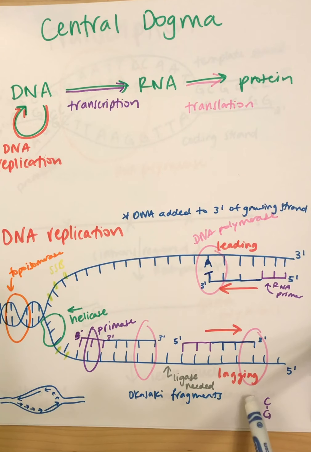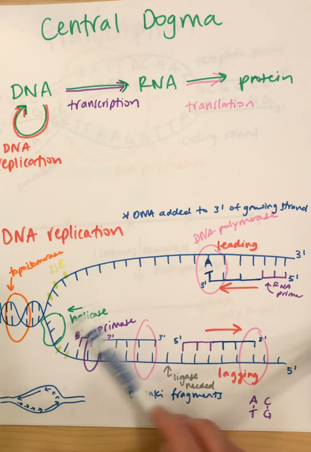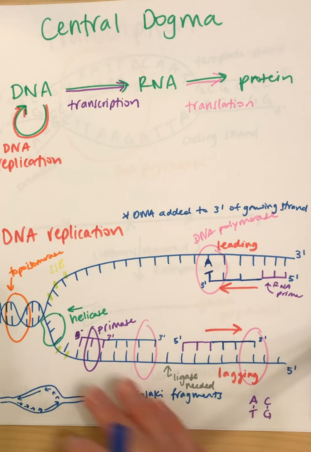So as a reminder, A pairs with T, C pairs with G, and this is just one side of a replication fork. When DNA is replicated, it's replicated from an origin of replication in both directions. So the leading and lagging strands really depend on which way the DNA is opening in the section that you're looking at.